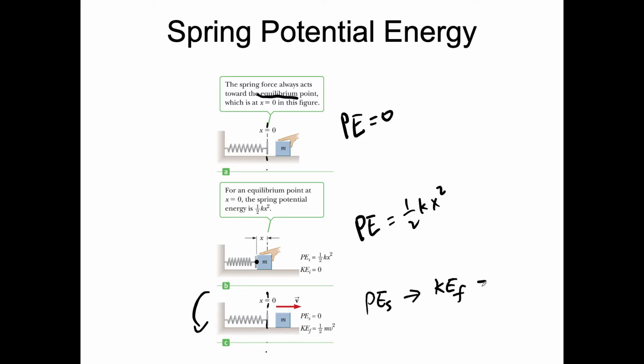So the kinetic energy of the block should be equal to 1/2 kx squared, and it's also given by 1/2 mv squared. So if we know k, x, and m, we can calculate the velocity of this object. This is the example shown in the textbook.